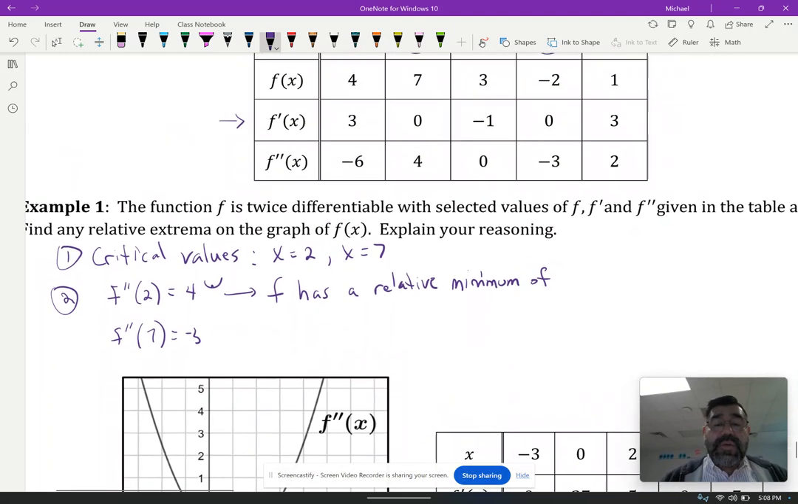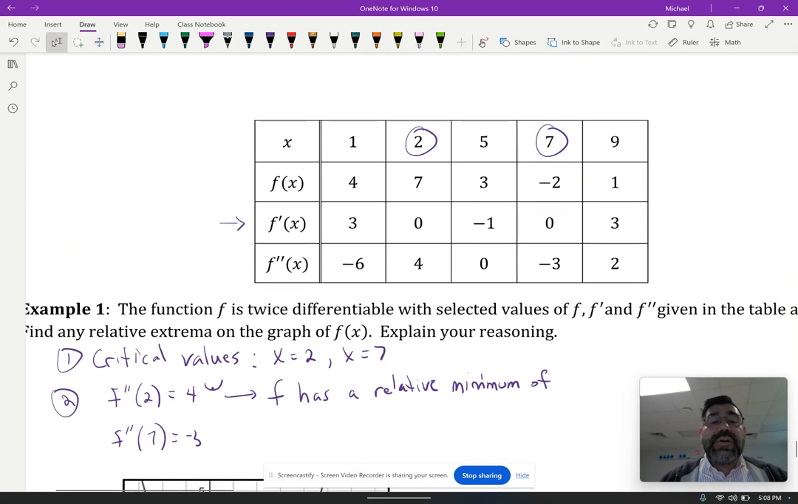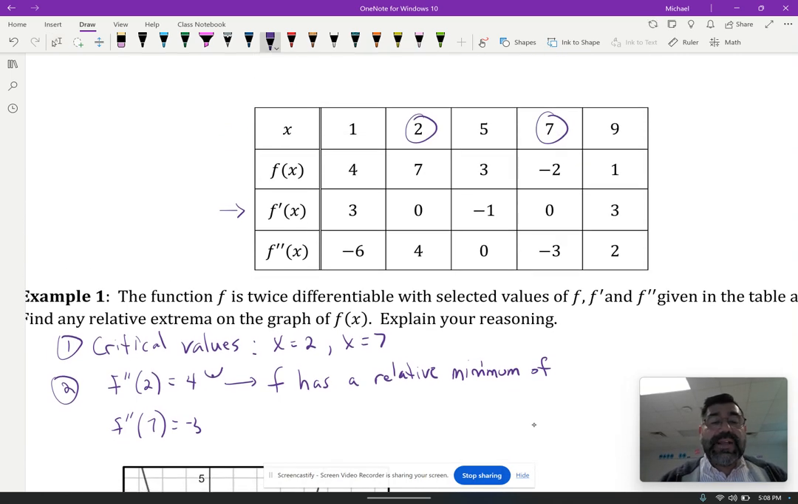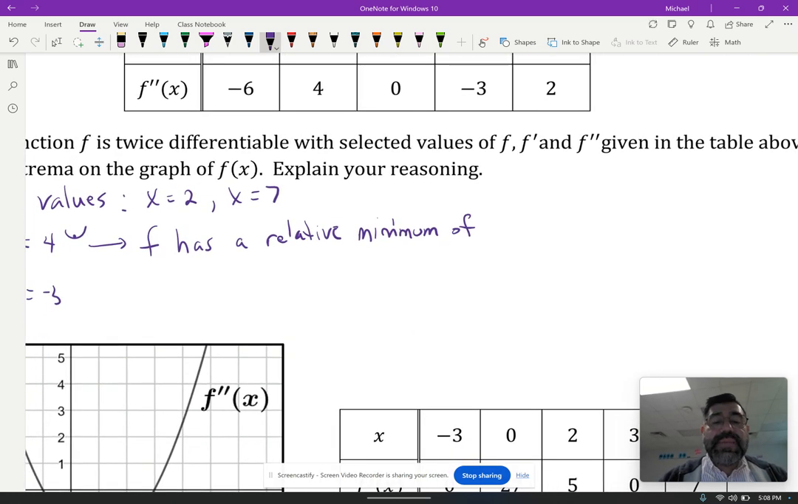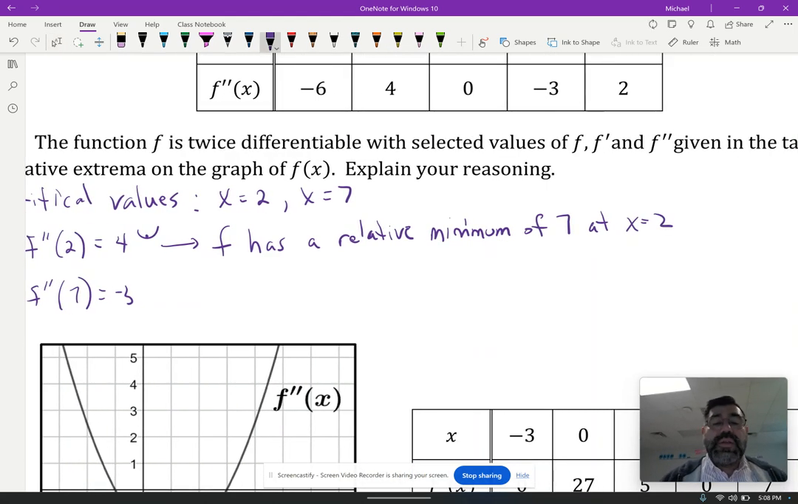of, what is the relative minimum? What is the function value, the y value at x equals 2? Well, at x equals 2, the y value is 7, right? So it has a relative minimum of 7 at x equals 2.